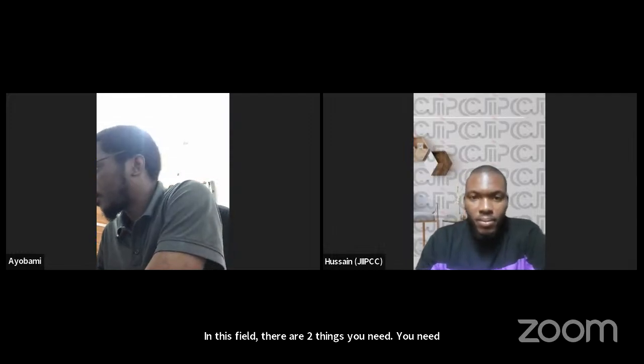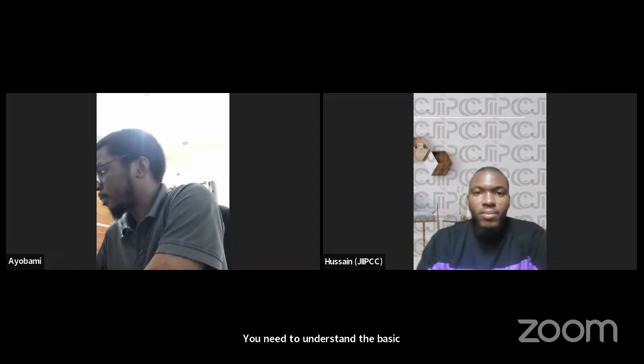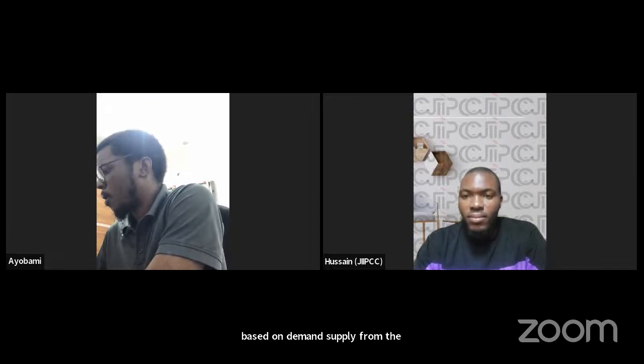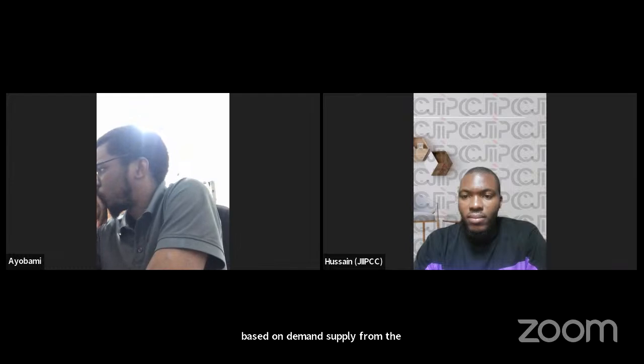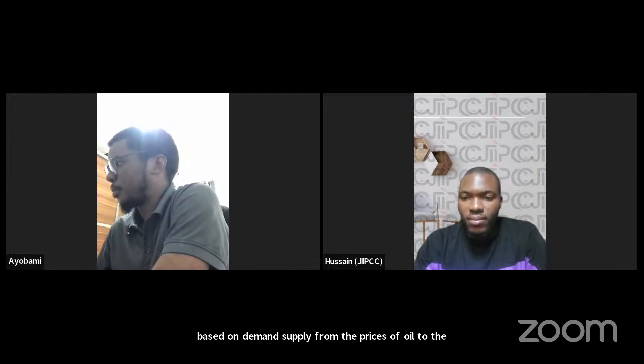In this field, there are two things you need. You need law, and you also need to understand economics. You need to understand the basic rudiments of what we call demand and supply. Everything in the energy industry is based on demand and supply, from the prices of oil to the kilowatt of power that is generated and sold.